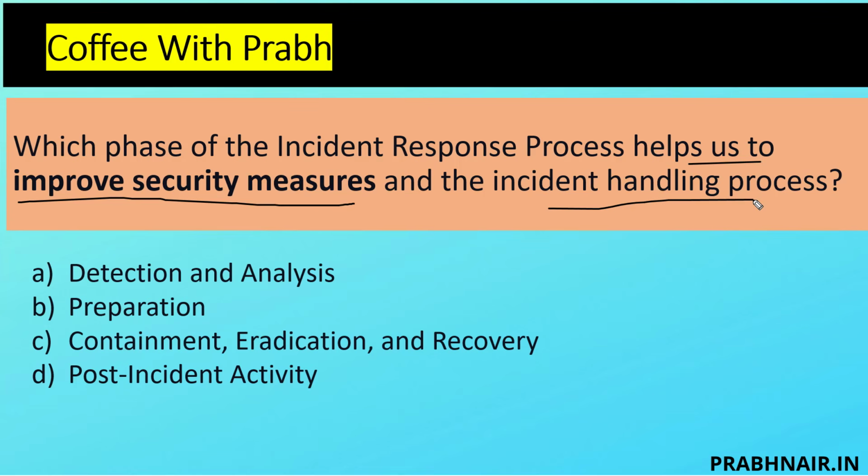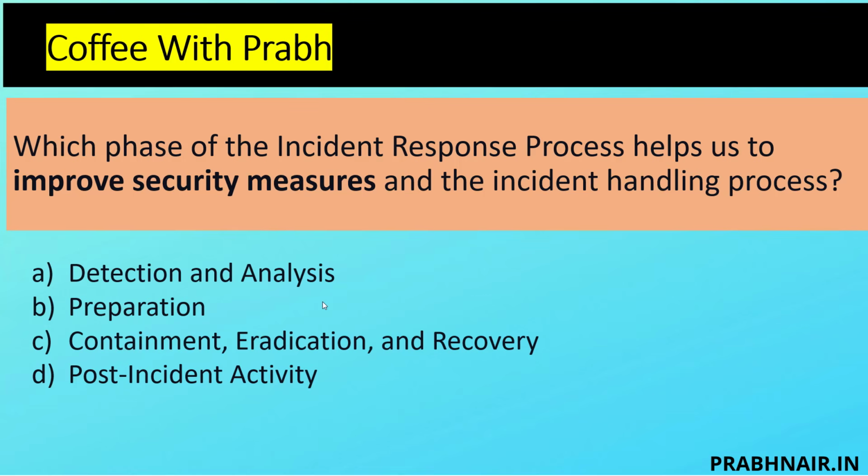Okay, in the first stage when the user reported the incident, the team was not available, so we need one person in night shift. So this is how they want to improve the incident management process. That is why the answer is basically D for Delta, post incident activity, because the question is talking about which phase of the incident response process helps us to improve security measures.